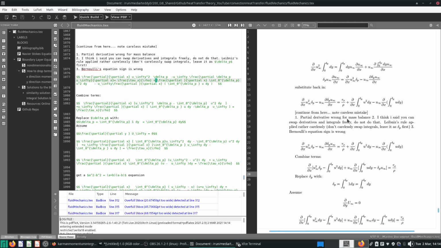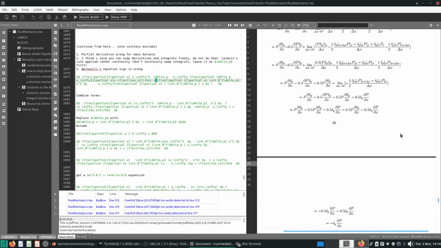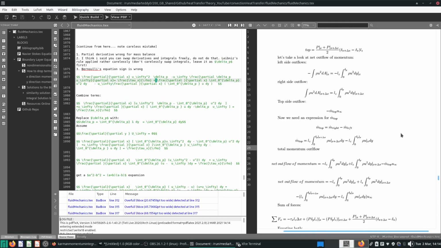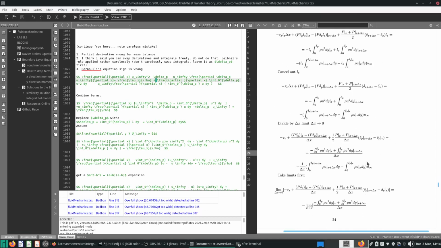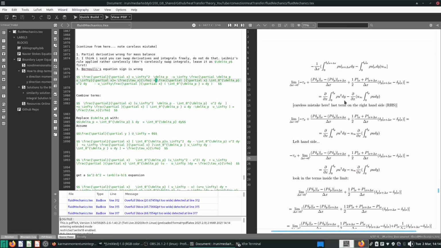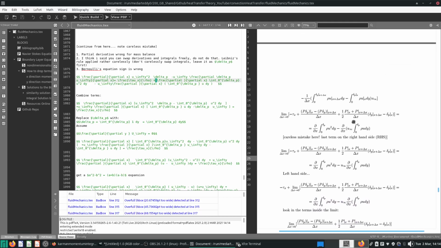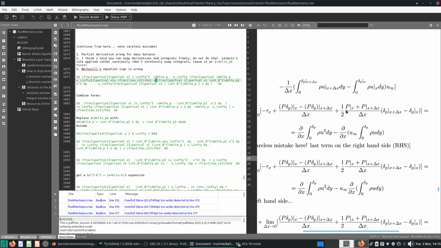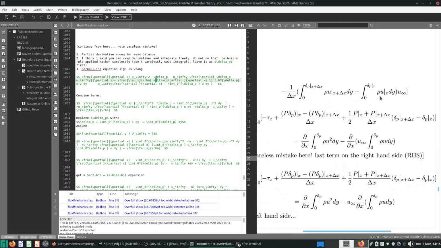First, it's a partial wrong. The partial derivative is wrong for the mass balance. So if we were to go back and notice over here, when I was trying to do the limit taking process, as you can see, this term over here, where my mouse cursor is, it's 1 over delta x, okay? Then you have this integral thingy at rho u x plus delta x and then rho u x, okay?